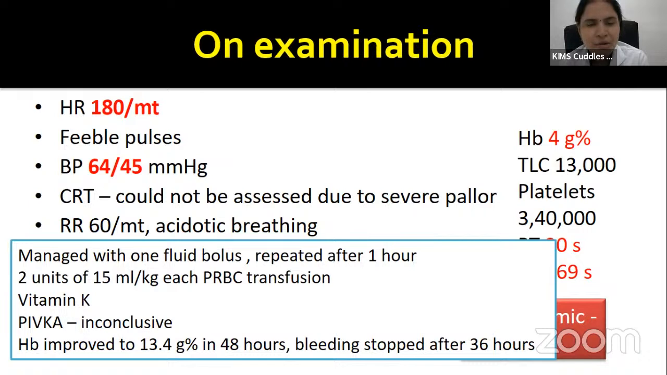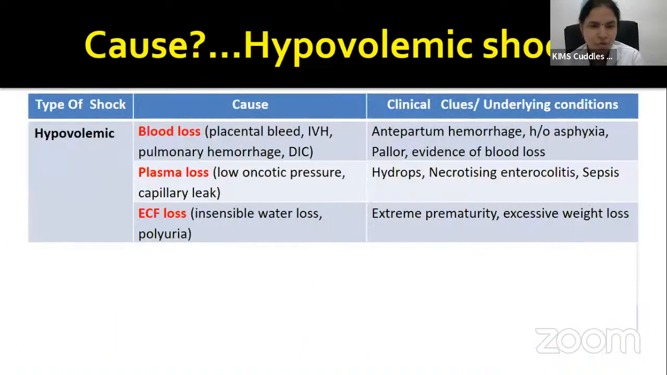Anyway, this was a case of classical vitamin K deficiency bleeding. There was no recurrence of coagulopathy or bleeding manifestations. Hemoglobin improved to 13.4 grams by 48 hours and the baby was discharged. So this is a classical case of hypovolemic shock.